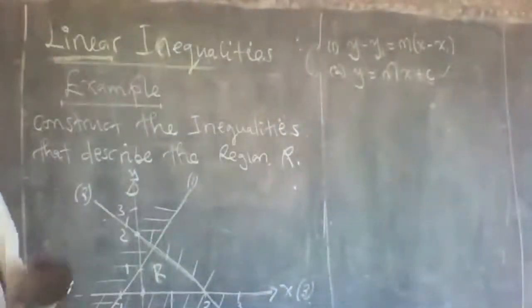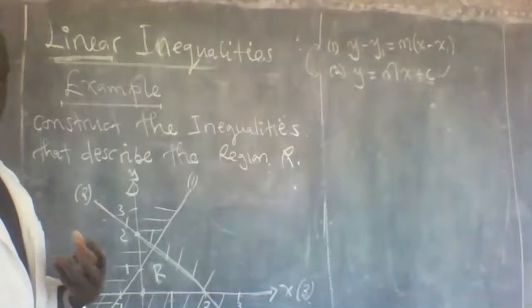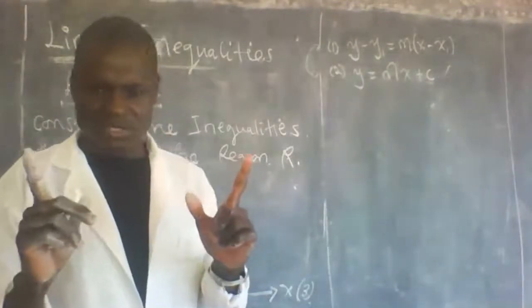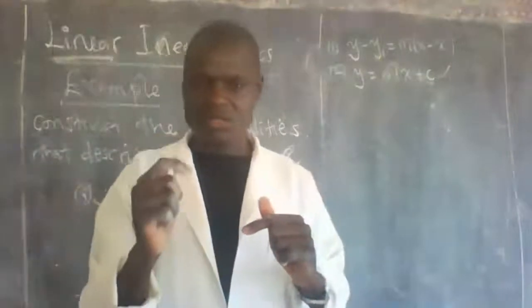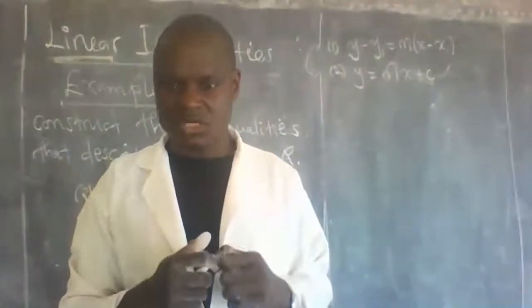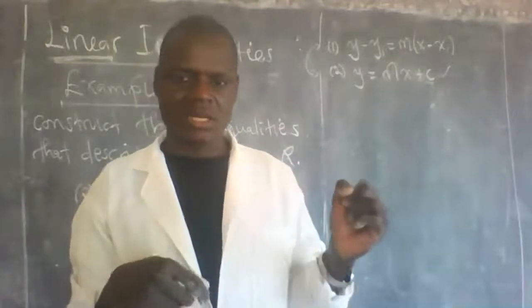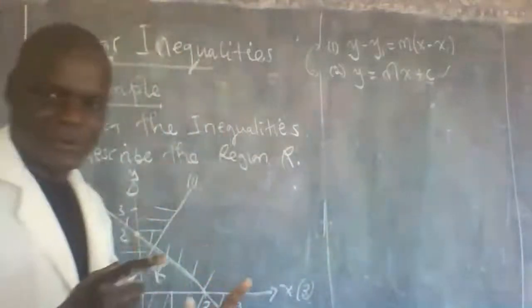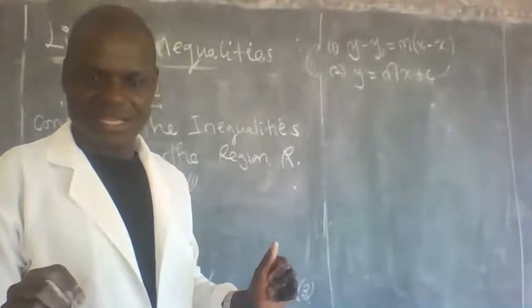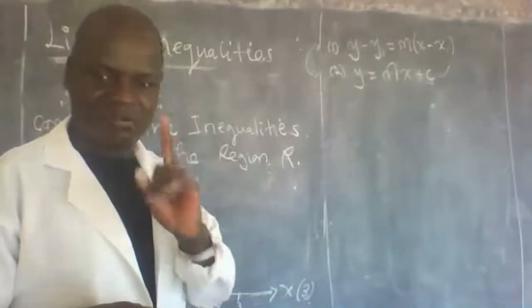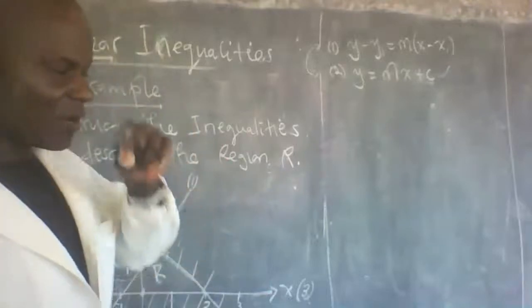All that said, we need to find the gradient. But how do you find the gradient? You need to identify 2 points within the line you're dealing with. Those 2 points should have known coordinates. Remember, a coordinate is denoted by the x and then the y. Those 2 points, choose any that you want, provided you know how to get their coordinates.